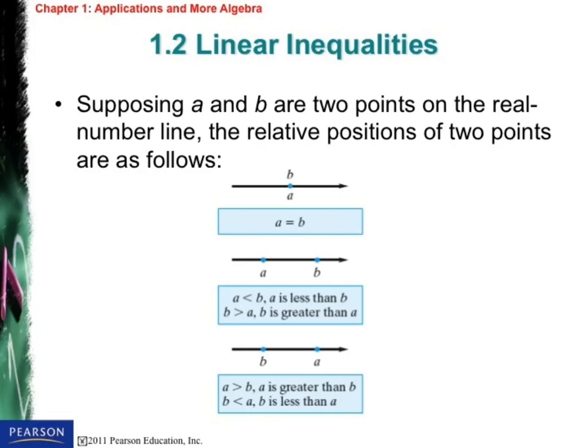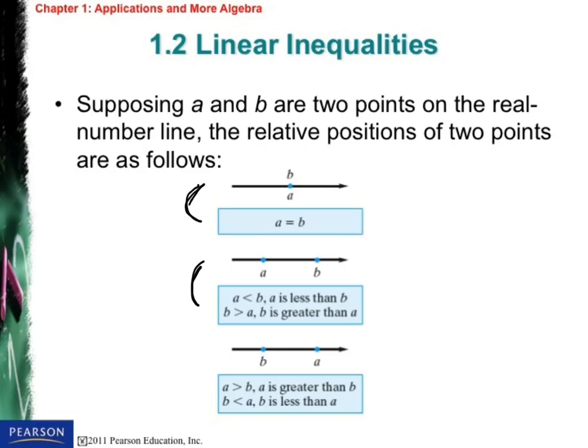Again, we're talking about linear inequalities. This is just a discussion of what an inequality is, which is something you should have done many, many years ago. A and B are 2 points on a real number line. The relative positions of 2 points are as follows, and this picture goes with this line. If A equals B, then obviously they're in the same place. If A is less than B, then A is to the left of B. If B is greater than A, then B is to the right of A. So this picture goes with that statement.